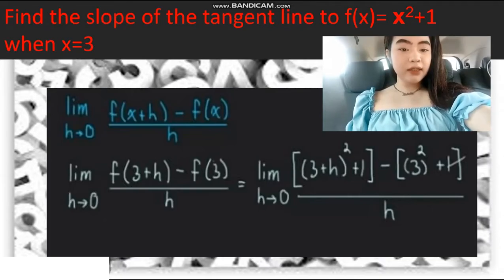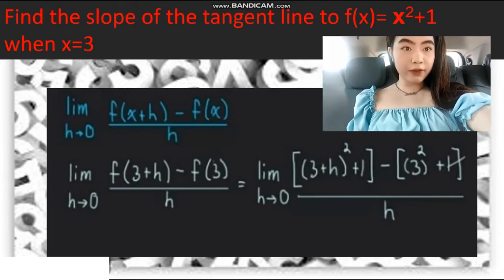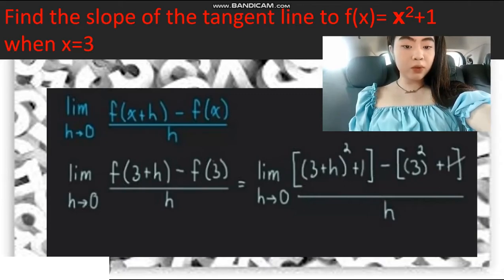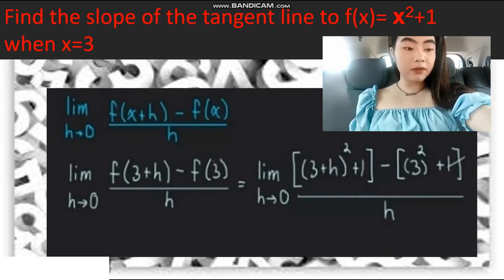Good morning. In this video, we're going to find the slope of the tangent line by using the definition of the derivative. In this problem, we're being asked to find the slope of a tangent line to the function f of x equals x squared plus 1 when x equals 3. Let's start by writing out the definition of the derivative. The definition is the limit as h approaches 0 of f of x plus h minus f of x, divided by h. So, this is the definition.